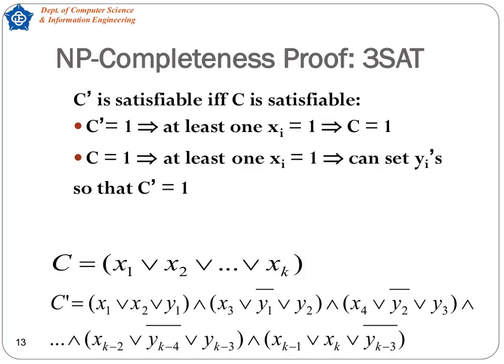Building on our previous reduction, we now show how to convert any SAT clause of arbitrary length k into an equivalent 3-SAT formula C' without changing its satisfiability. Suppose C equals x1 or ... or x_k. Introduce k-3 fresh variables, y1 through y_{k-3}, and rewrite C as the conjunction of k-2 clauses, each with exactly 3 literals.